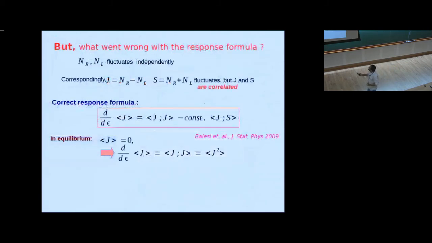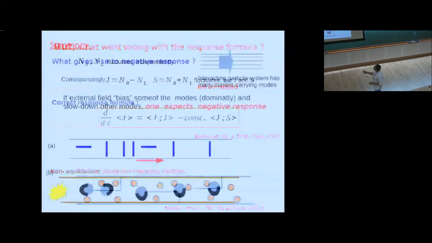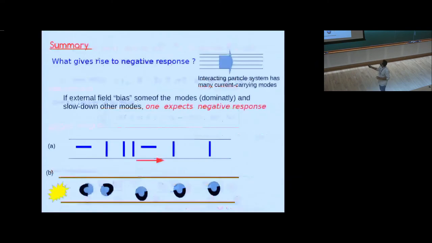So we have other models. I wanted to show, basically, one point is what goes wrong with the response formula. The answer is that the response formula, which was there earlier, is for equilibrium. There is a cross correlation between the current and the traffic, and that can give rise to negative response. So this is what is happening here, and there are some experimental situations here. And if there are questions, I can take them.